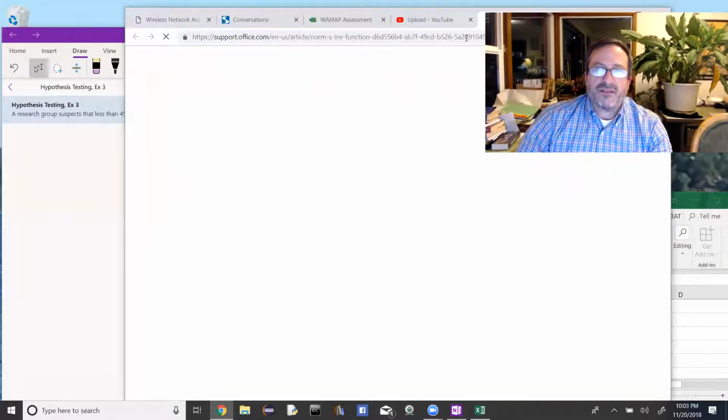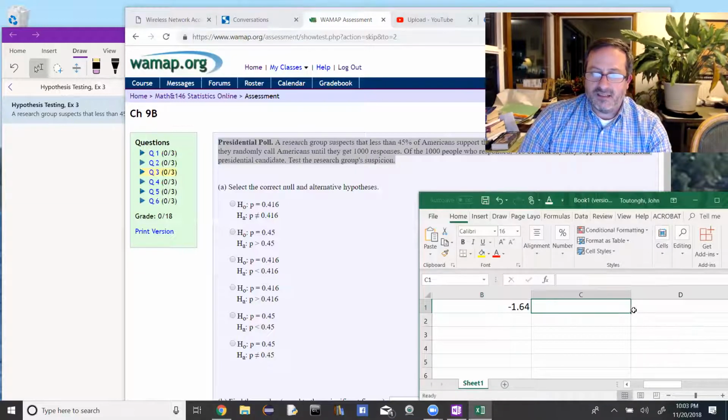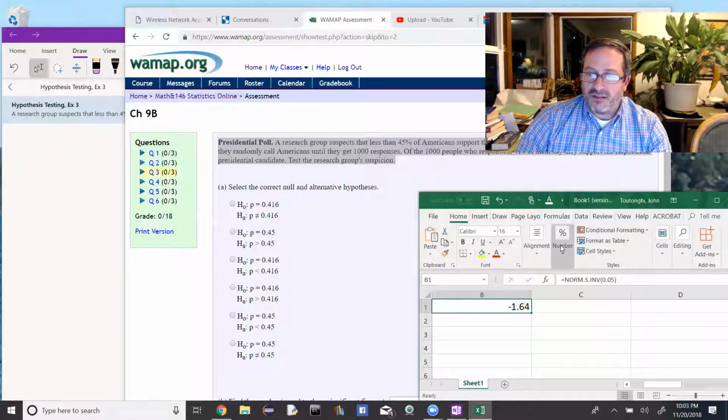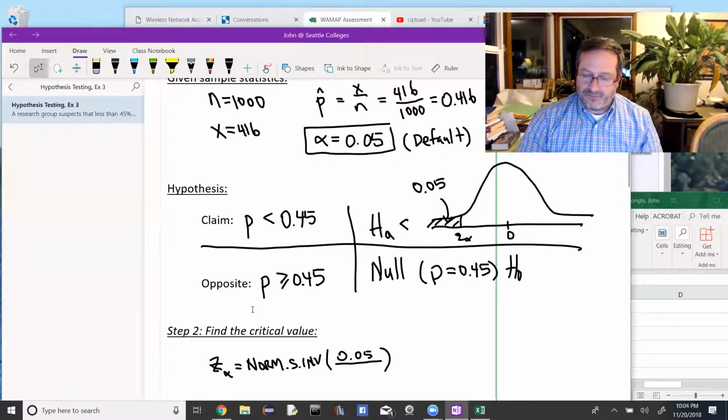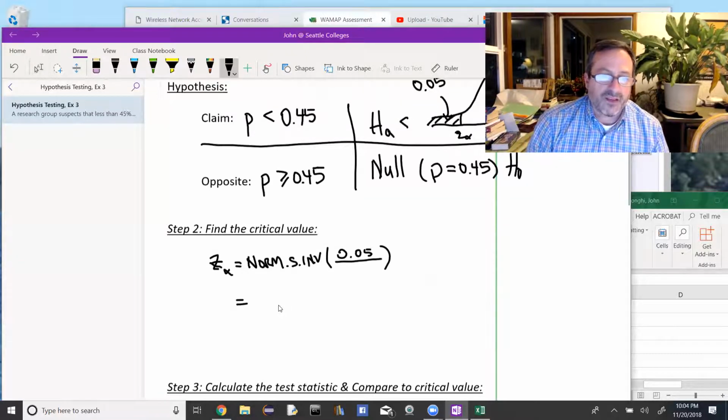Oh, shoot. Sorry. Tab out of there, negative 1.64, and this is actually the one. There are two values that we round to 3 decimal places, and this is one of them. So negative 1.645. It's my z-score. And that's my critical value, 1.645.